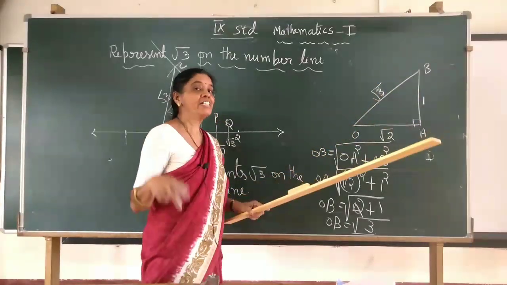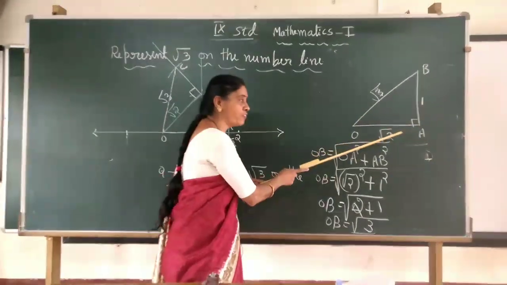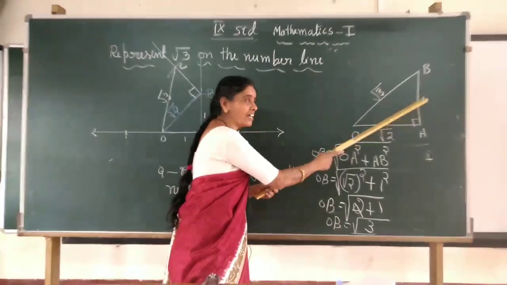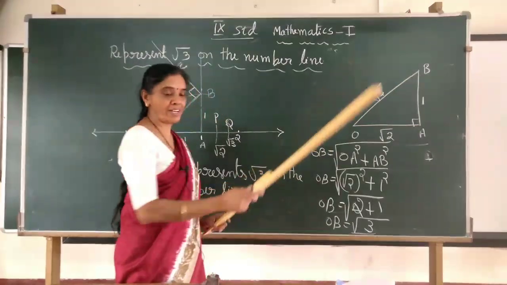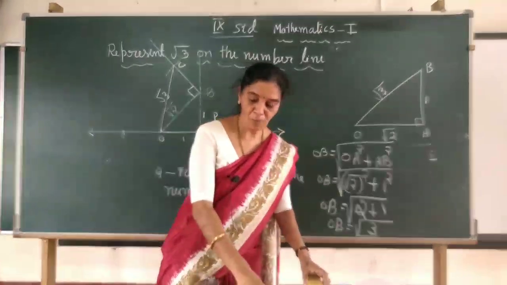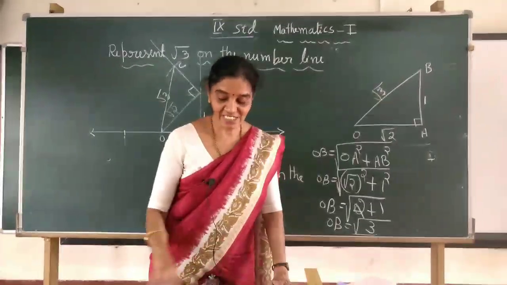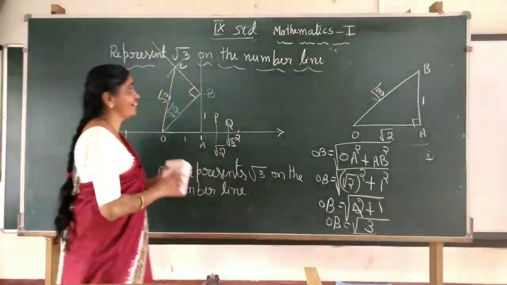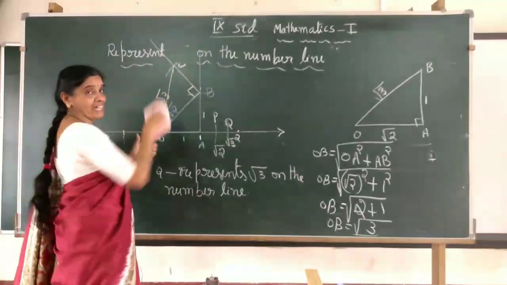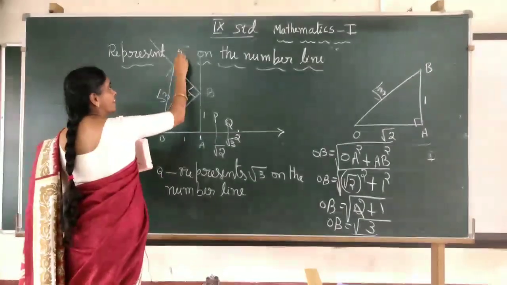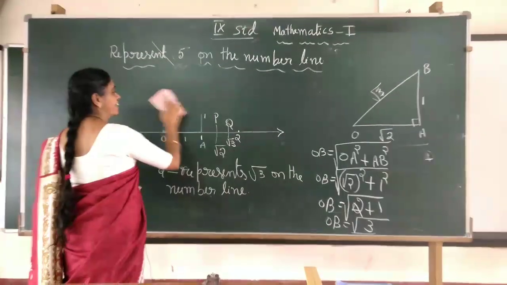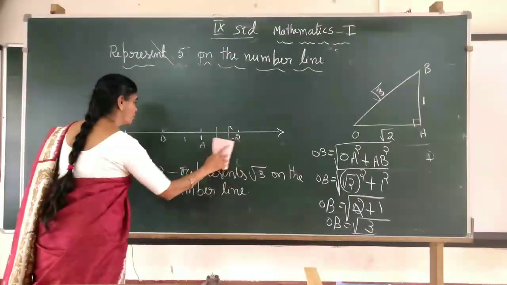If you want to get square root 6, you have to take square root 5 here, the length of one side, and you have to take a 1 here, and the hypotenuse you will get is square root 6. Now I will give one home assignment. It is in the exercise 1.2. Represent square root 5 on the number line. They have given. Now, will you tell me what measurement you will take? Because you have to do this at home.